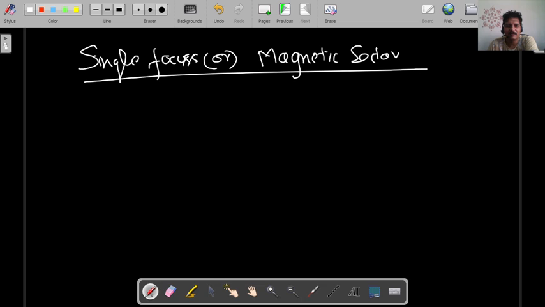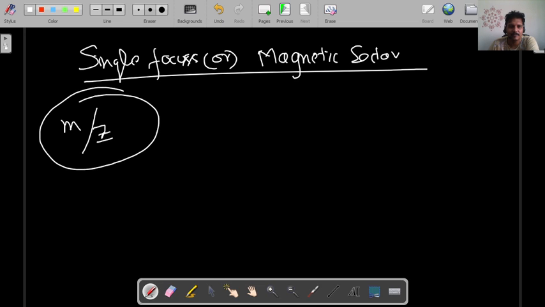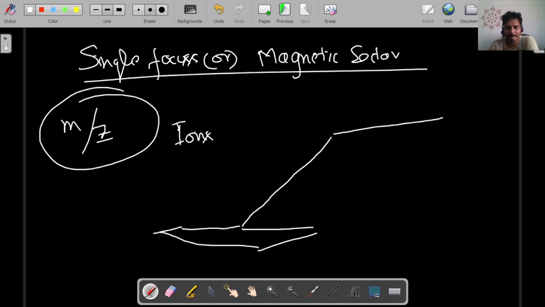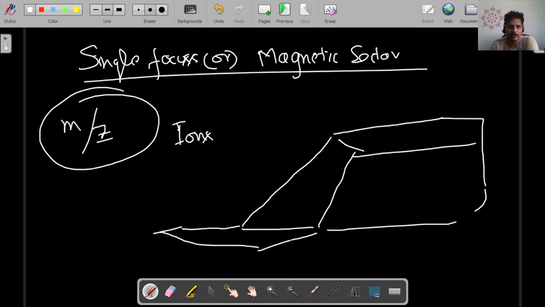Before we actually see this, we will see a simple mechanism to understand this entire concept of focusing in your mass spectrometer. Our idea is to separate the ions according to the mass to charge. We have to separate according to the mass to charge. To illustrate this, we'll just take a ramp, a platform.